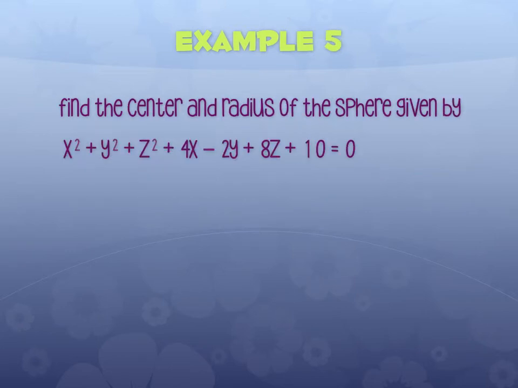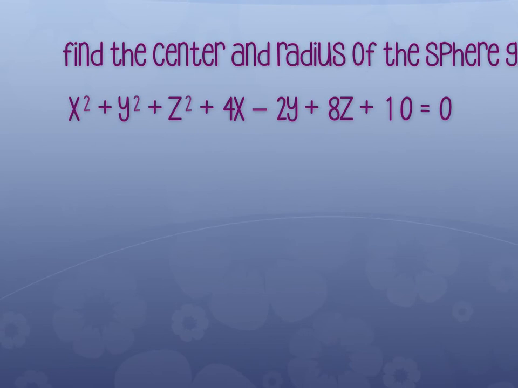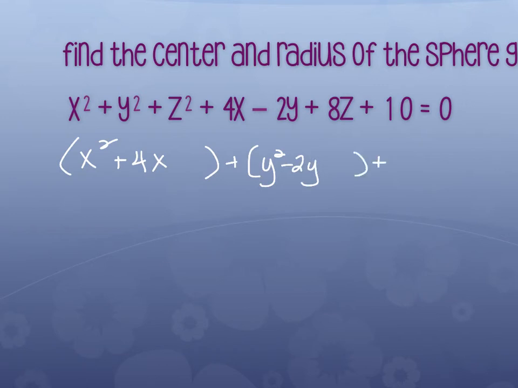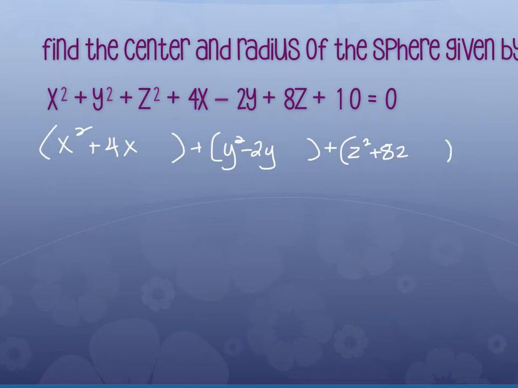So this one says find the center and the radius of this sphere given by x squared plus y squared plus z squared plus 4x minus 2y plus 8z plus 10 equals 0. How am I going to get that in standard form? I'm going to complete the square, not once, not twice, but 3 times. Yes, but you guys are so good at this now. So I'm going to group together the x's, then group together the y's, y squared minus 2y, then group together the z's. And then I'm going to bump the 10 to the other side.